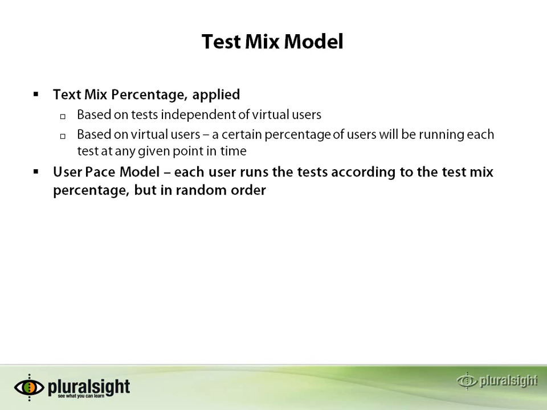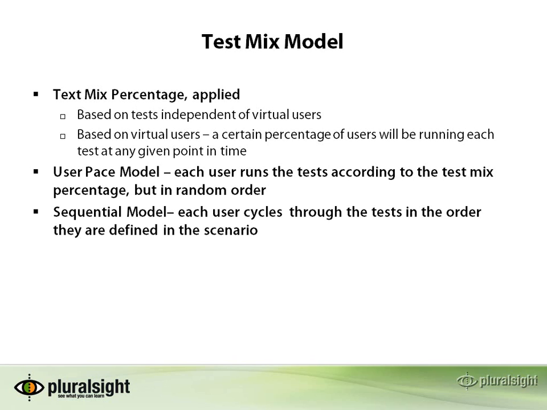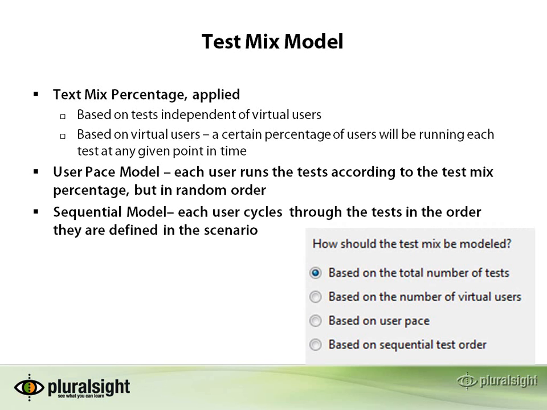The other options available are to use a user pace model. In this model, you will set the number of test runs per hour that each user should run the test, and the sequential model. In this case, you simply have each user cycle through the tests in the order in which they are defined in the scenario. You'll make this decision using the radio button shown here.